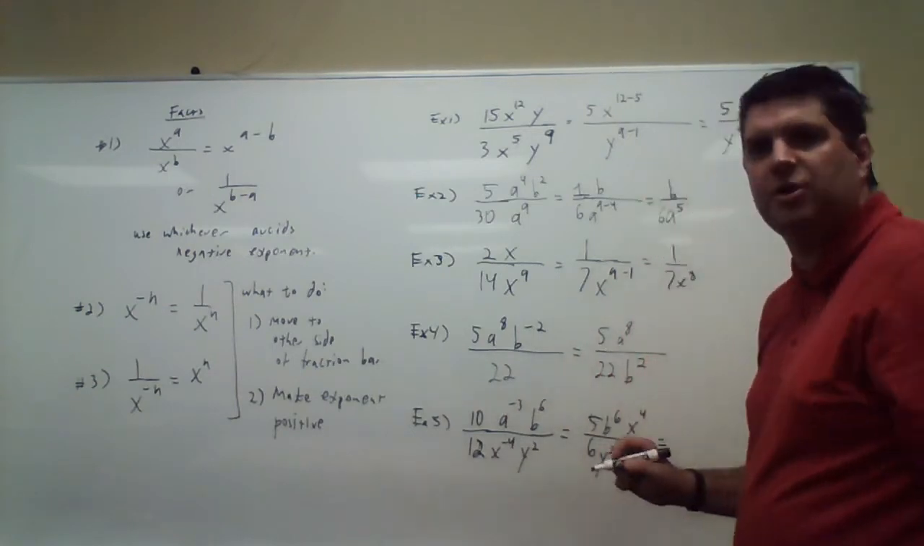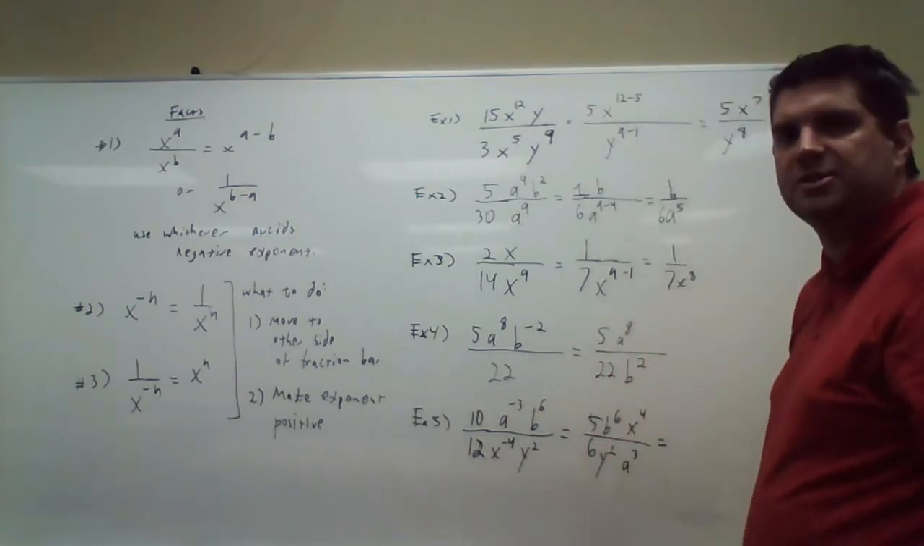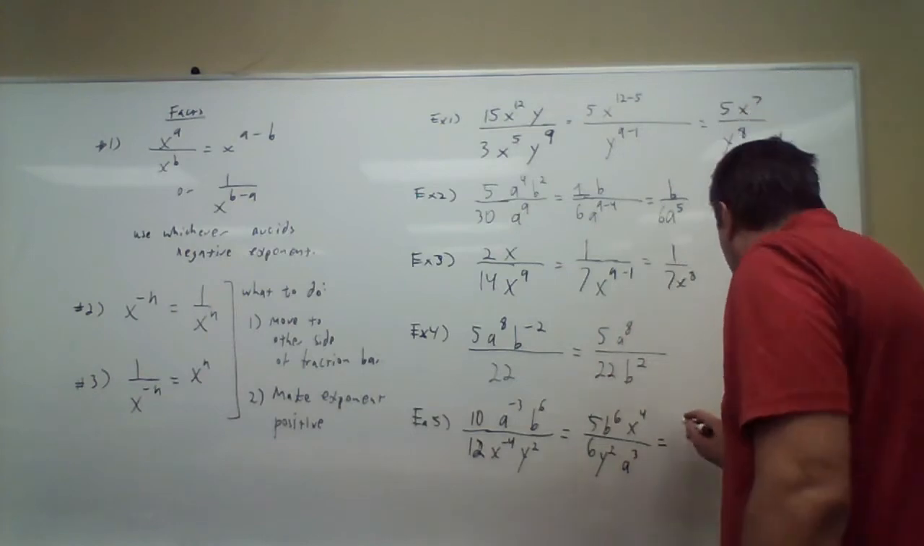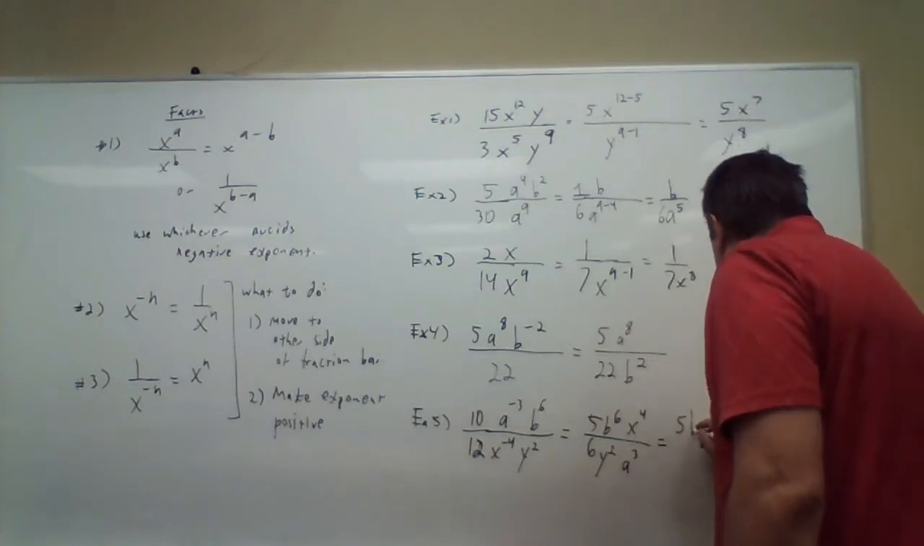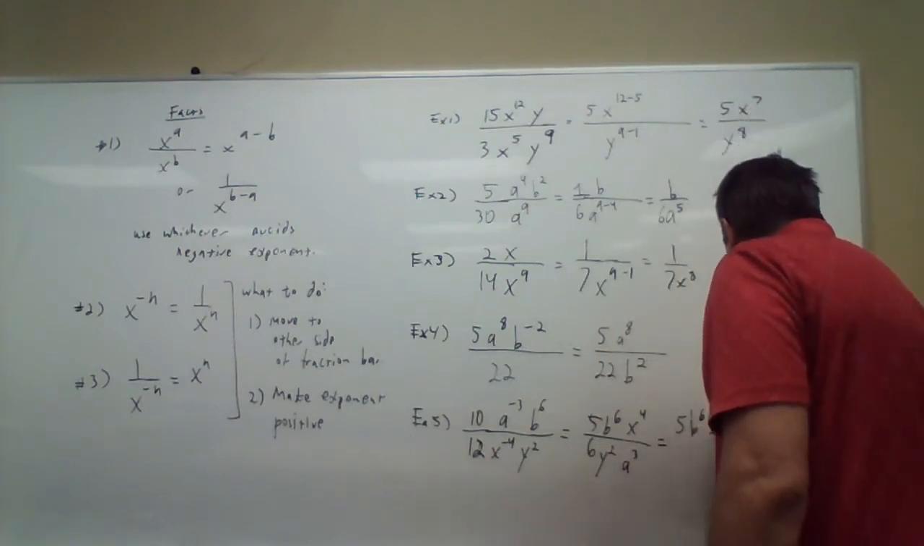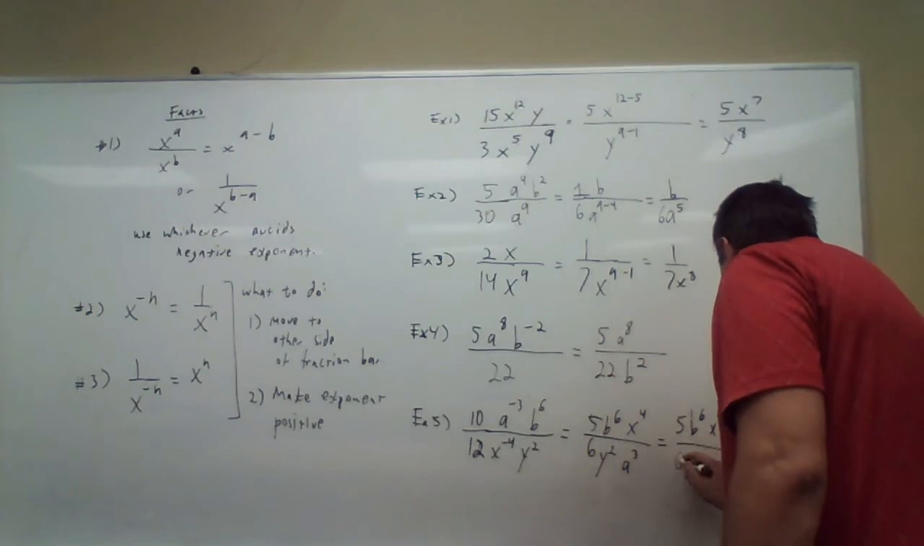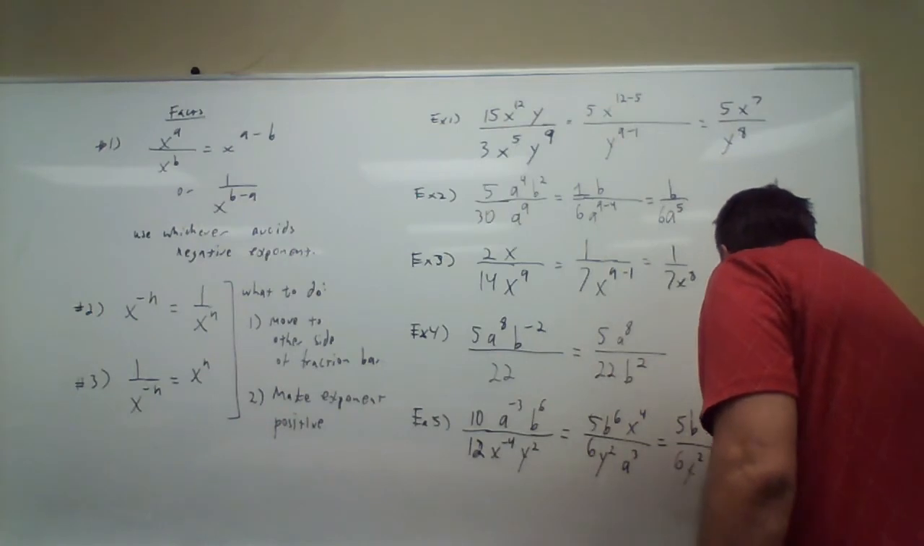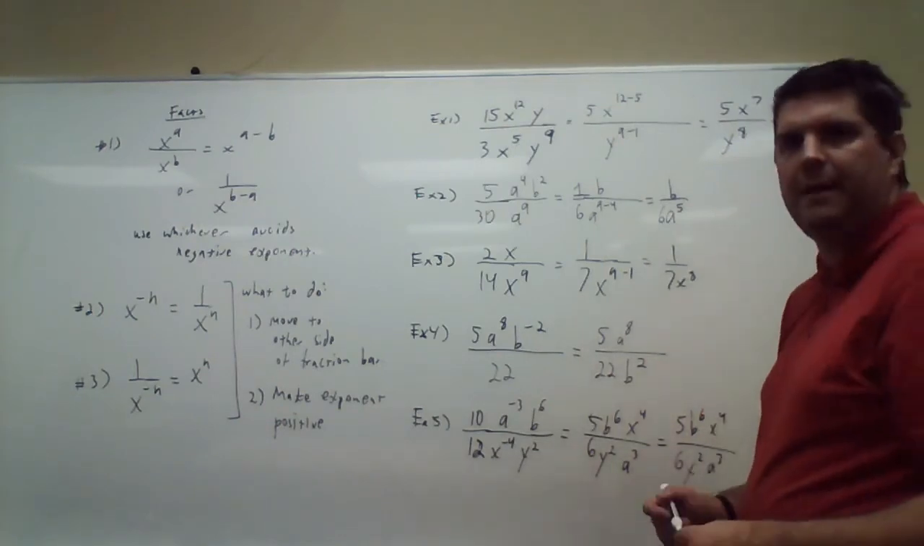Now, it's customary to write the variables in alphabetical order. So this is going to be 5b to the 6th, x to the 4th. Down here, I'm going to have 6y squared, a cubed. Okay?